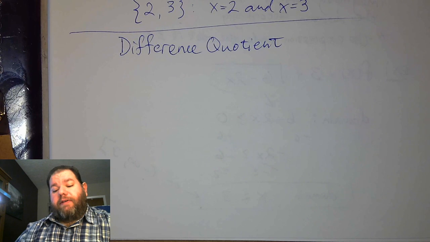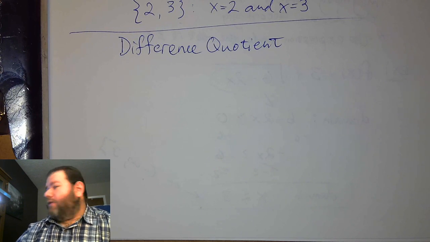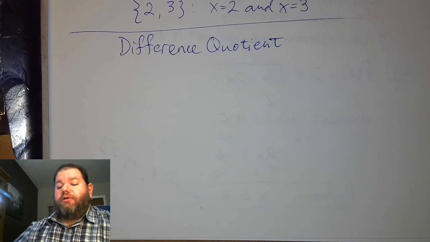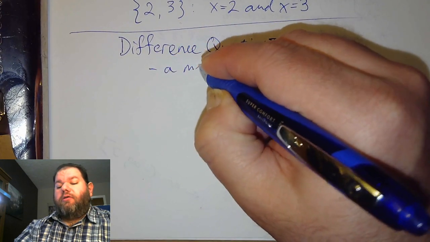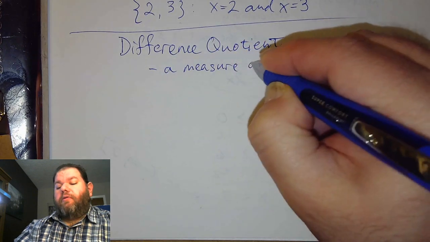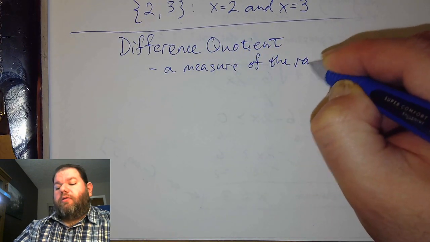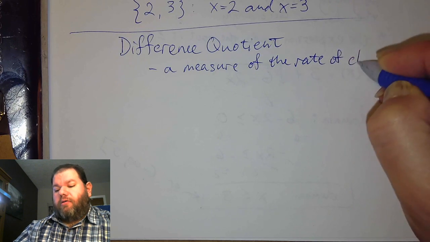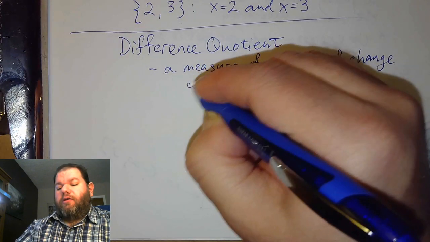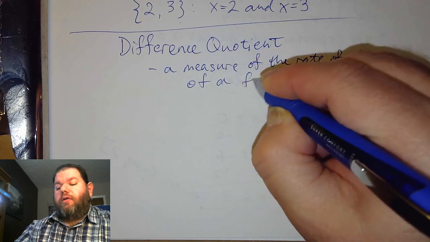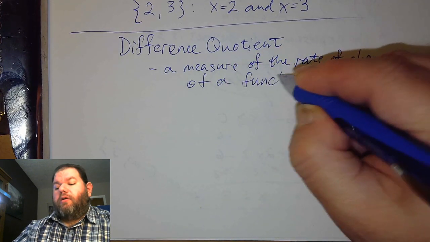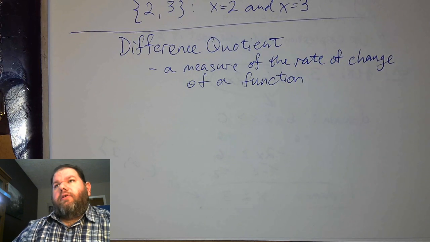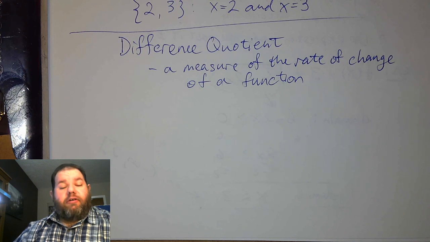So the next thing we look at in this section is what's called the difference quotient. And the difference quotient is a measure of the rate of change of a function. Specifically, we could call it the average rate of change. That might be better. It's certainly more accurate.